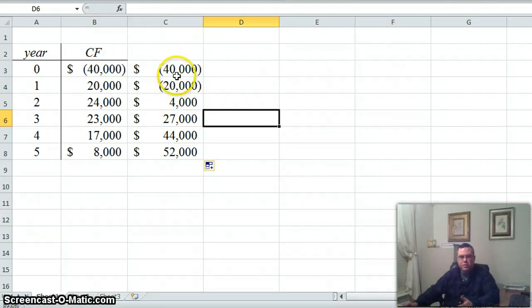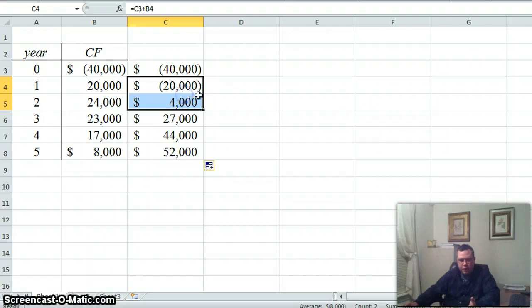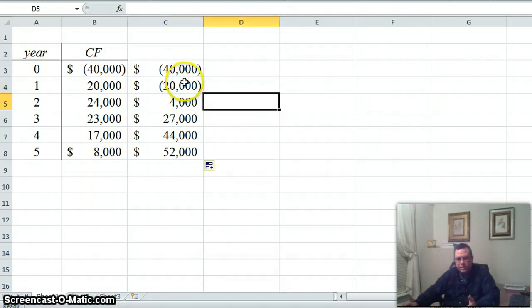It basically tells you each year your running total, how much you've made. So you started by losing 40,000. After 1 year, you've only lost 20,000. After 2 years, you lost 4,000. So the answer to the payback period is somewhere between 1 year and 2 years. The hardest part of this problem is figuring out where it is between 1 year and 2 years.